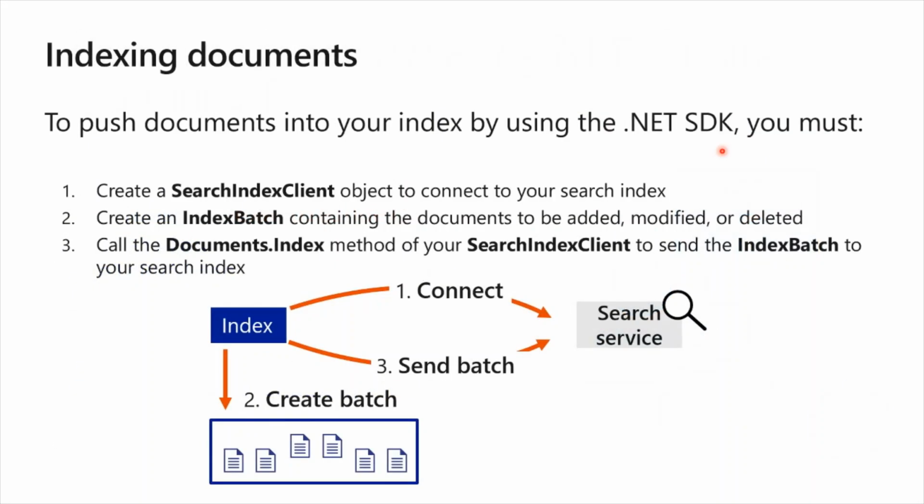So, indexing documents. To import data into your index by using the Azure Search .NET SDK, you will need to create an instance of the search index client class. You can construct this instance yourself, but it's easier if you already have a search service client instance to call its indexes.get client method. And then search index client has a documents property. This property provides all the methods you need to add, modify, delete, or query documents in your index.